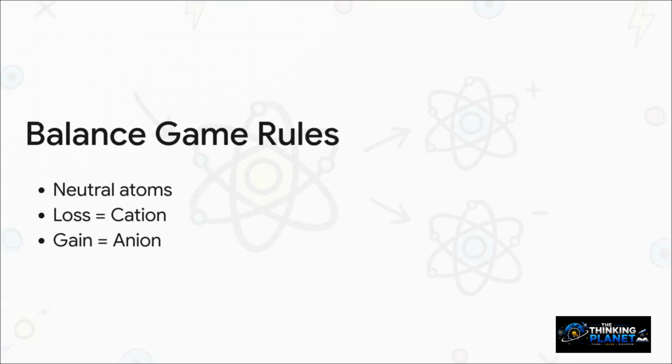Okay, let's do a rapid-fire recap of the rules of the balance game we've learned today. First, atoms are initially neutral particles because their positive protons and negative electrons are perfectly equal. Second, when an atom loses a negative electron, the positive team wins, creating a positive ion known as a cation. And third, when an atom catches or gains an extra electron, the negative team wins, creating a negative ion known as an anion. And by the way, these moving, trading ions are exactly what make up the electrolytes in your favorite sports drink, keeping your own body's electricity flowing.